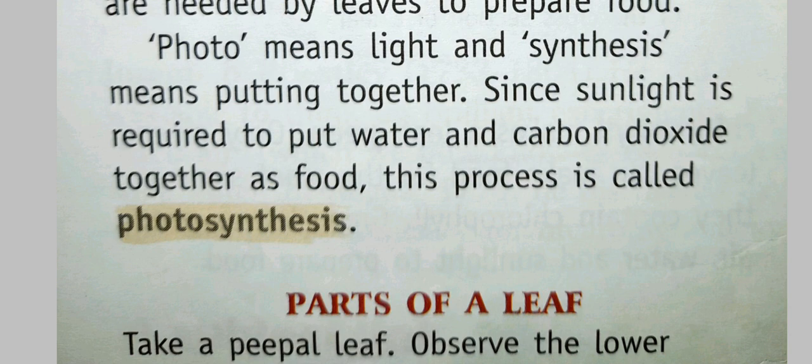In your textbook on page number 50, you can see the definition of photosynthesis. It is given: the process of preparation of food by green leaves of plants. So the process by which plants prepare food is called photosynthesis, and who is preparing that food? Green leaves. Now, first of all, what are the parts of the leaf that you have to learn?